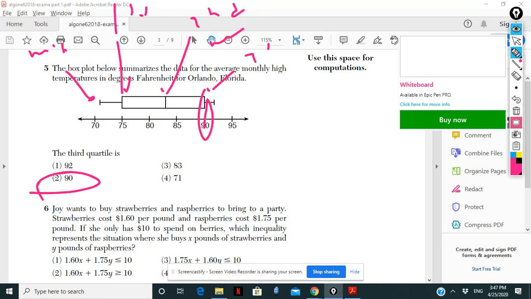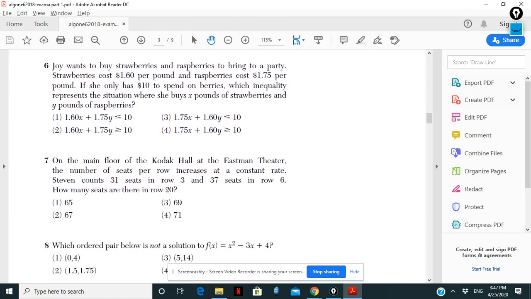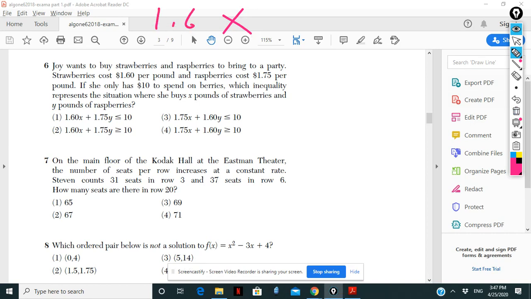Question number 6. Joe wants to buy strawberries and raspberries to bring to a party. Strawberry costs 1.6 per pound. The symbol for strawberry is x, and it costs 1.6 per pound. The raspberry is 1.75, and the symbol is y. So that's the raspberry, and that's strawberry.